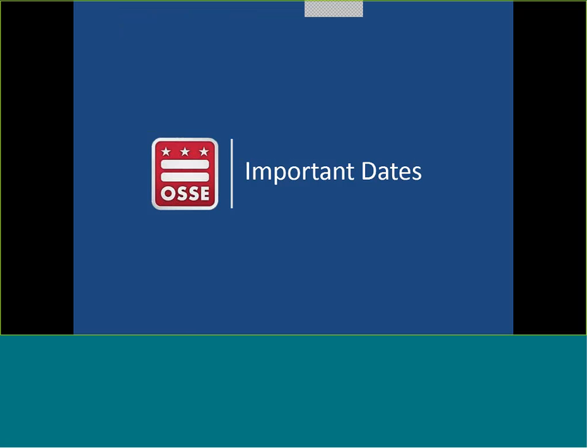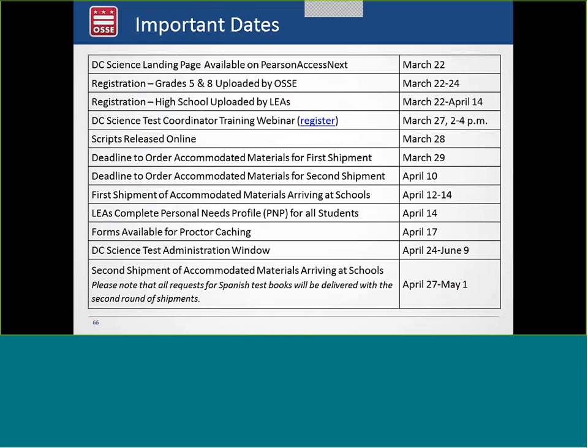Jumping out to important dates. This is just a big old table of all the dates that you need to know for DC Science this year. Registrations uploaded by OSSI occurred March 22nd through the 24th. High school registrations need to be uploaded by April 14th.